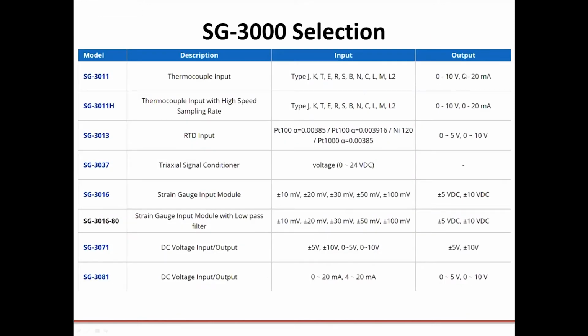Just to give you an idea of the type of signal conditioners we have, you can see our selection table. So as I mentioned before, the 3011 and the 3016 would be our thermocouple and strain gauge input modules. But we also have the high-speed sampling thermocouple module, RTD input, as well as triaxial input. And we also have DC voltage input and output for irregular DC voltages.